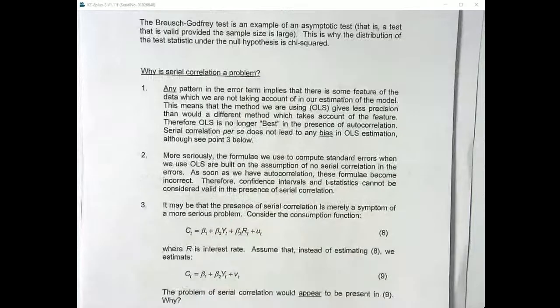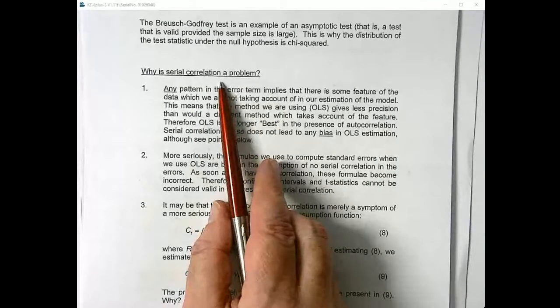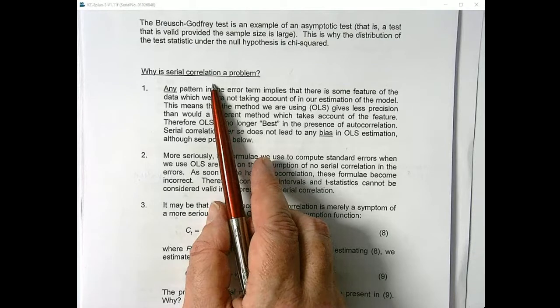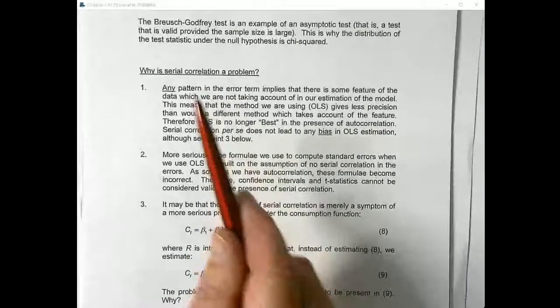Well, important question: why is serial correlation a problem? All I've told you so far is how you test for serial correlation, how you would detect it. To detect it, you use the Breusch-Godfrey test in the way that I've just described. So that would tell you whether you have this problem. But why is it a problem?